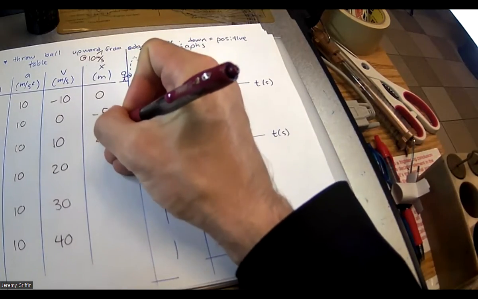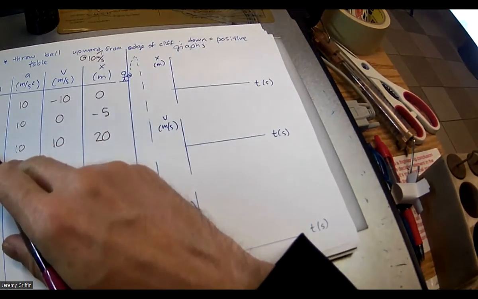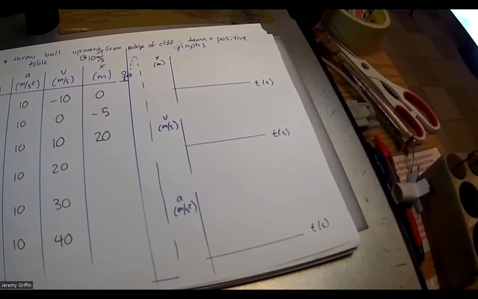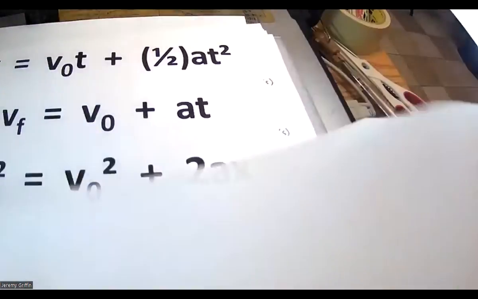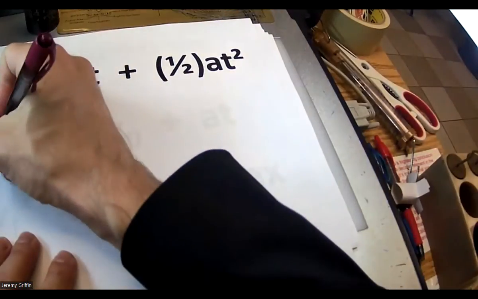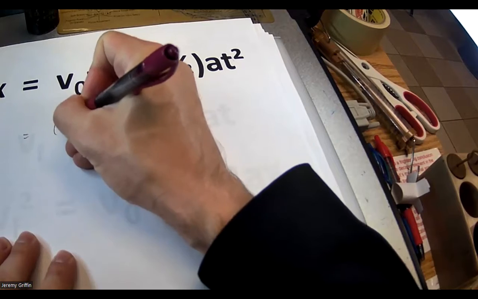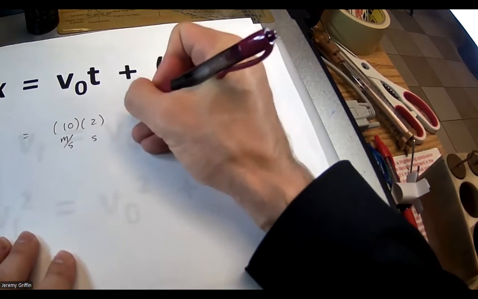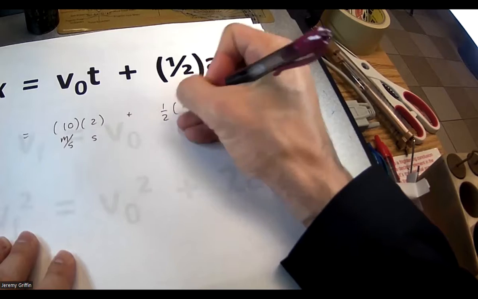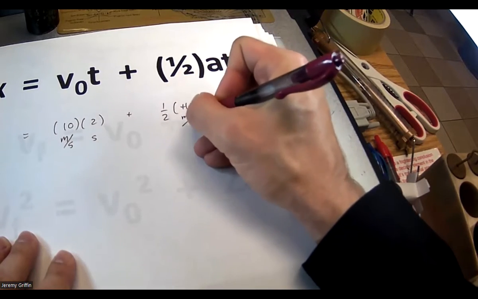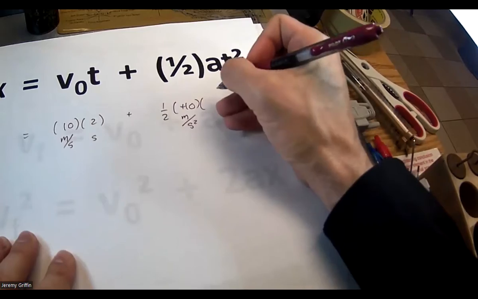I'm also thinking 20. Let's try this out. So we're going to plug in 2 seconds, right? Here, I'll write this one out. Put another paper here. Okay, so you guys know we're still using this top formula. We're going to make an equation. X equals -10 meters per second for 2 seconds, plus 1/2 times positive 10 meters per second squared.